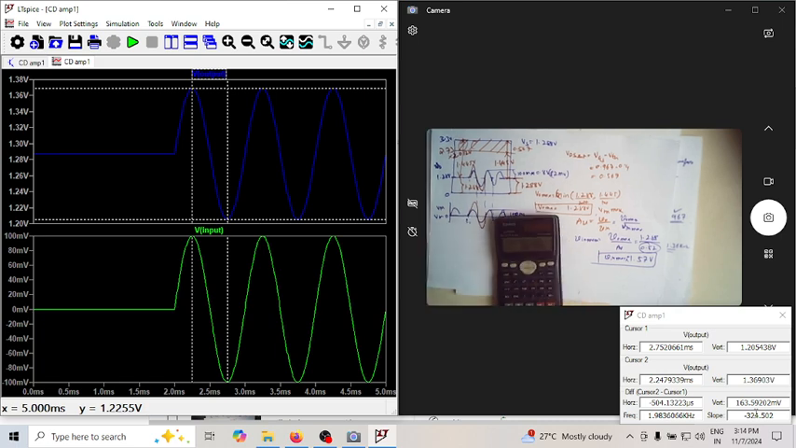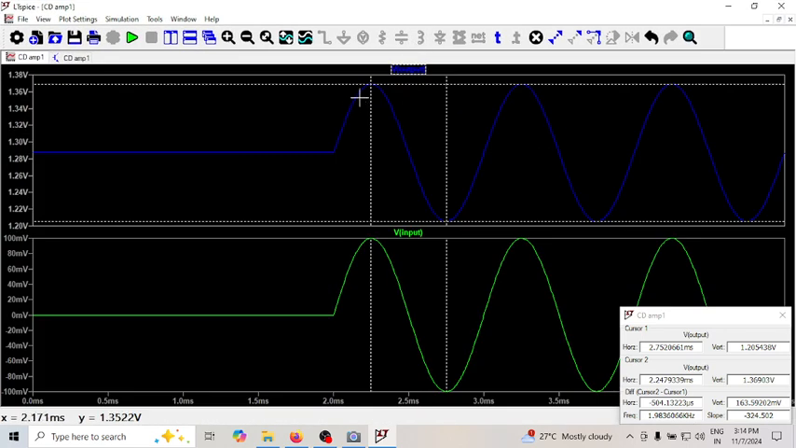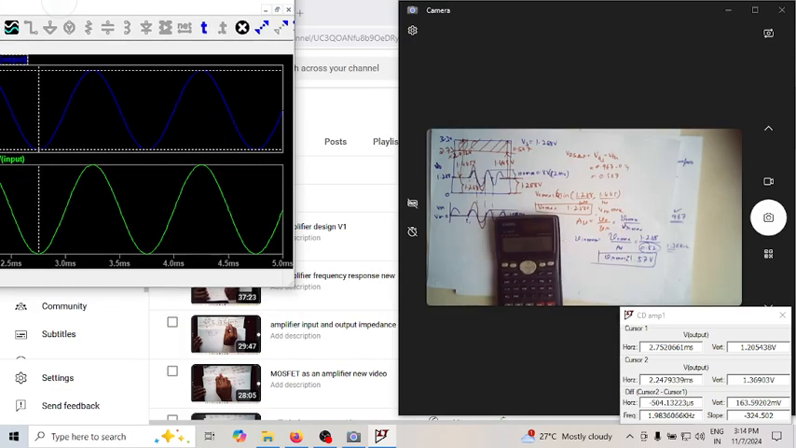Now we have verified the gain, and you can see it is out of phase. Sorry, it is not out of phase, it is in phase. You can see both are tracing simultaneously. The input is increasing, the output is also increasing. Let us verify this. What is to be verified?